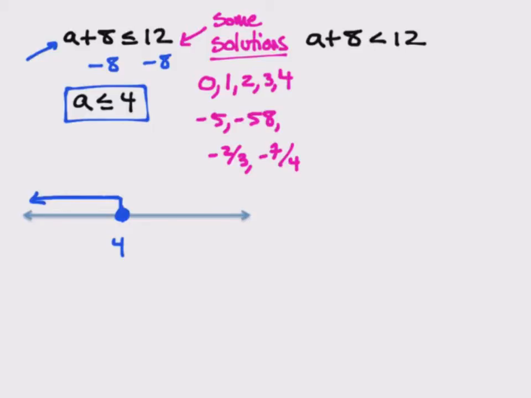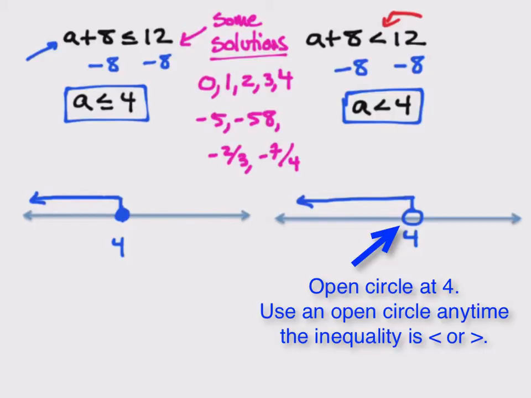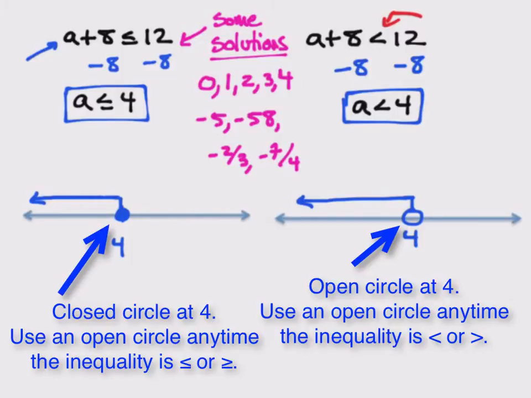Now note, if our original inequality had been a plus 8 is less than 12 and not less than or equal to 12, we're actually going to use the exact same strategy and our graph is going to change very, very slightly. The only difference here is that we don't shade in that point right at 4 because 4 is not a solution to that original inequality. We call this an open circle, and we use an open circle anytime we have a less than statement or a greater than statement. And on the left, this is what's called a closed circle, and we use that anytime we have a less than or equal to statement or greater than or equal to statement to show that that point is part of our solution set.